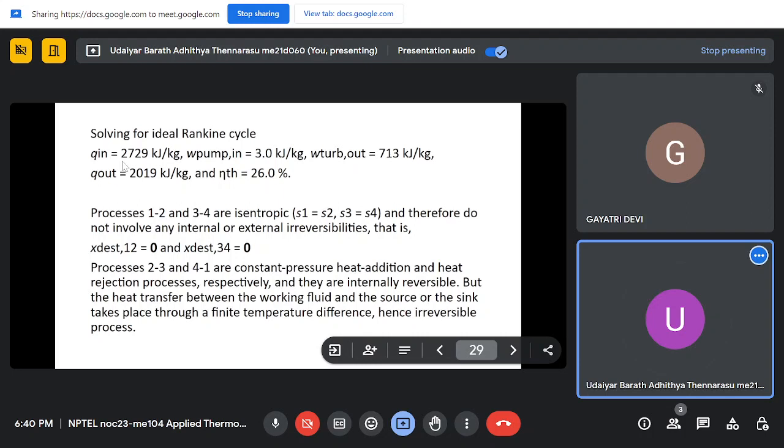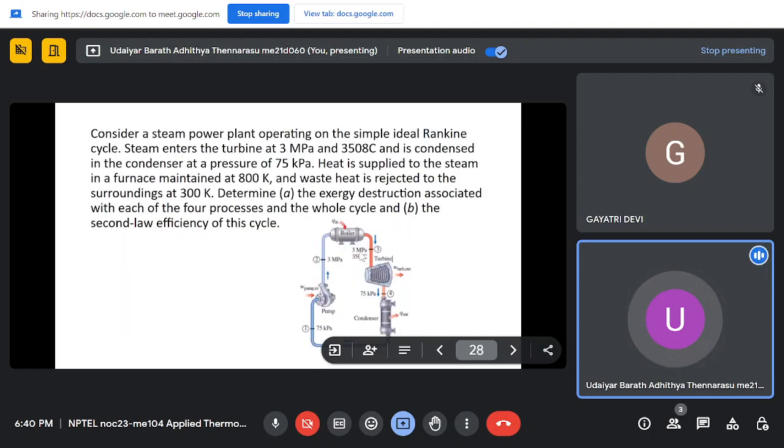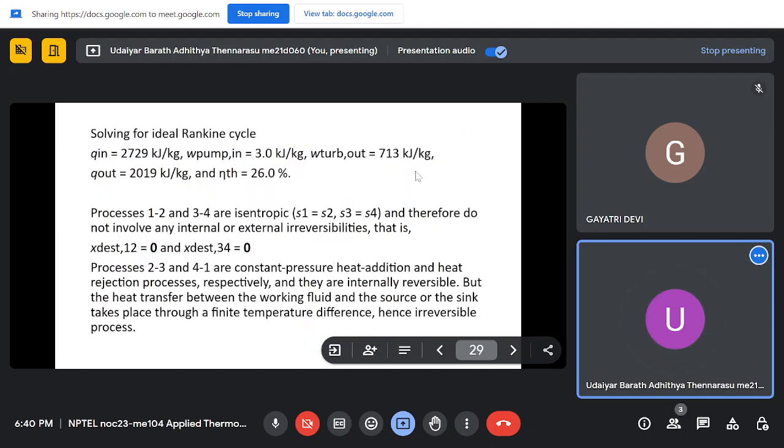So that's each of the quantities, and if you see, the efficiency of the cycle is W net, so 713 minus 3, divided by 2729, will give you 26%. So the ideal Rankine cycle operating between 3 megapascal and 75 kilopascal at 350 degrees Celsius has an efficiency of 26%.